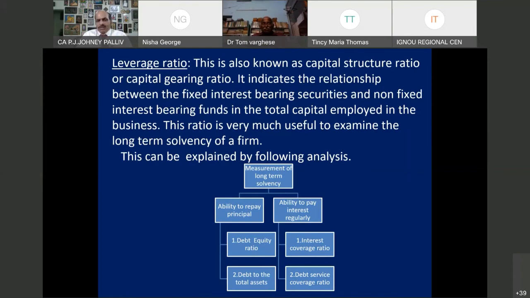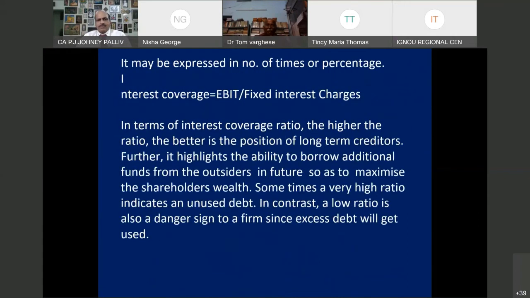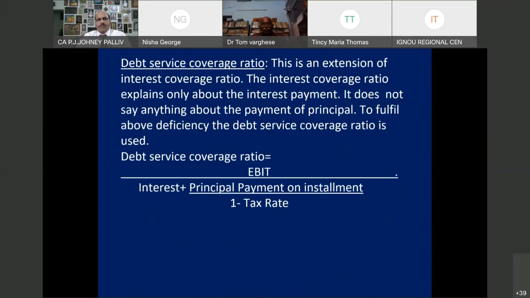With regard to the principal: debt equity ratio, debt to total assets ratio. With regard to the interest: interest coverage ratio, debt service coverage ratio. That means whether your funds are sufficient enough to repay the loan and pay the interest. That is what is mentioned in this. Interest coverage ratio means whether you have the capacity to pay the interest out of the funds generated from business operation. Those ratios are given. Debt service coverage ratio.